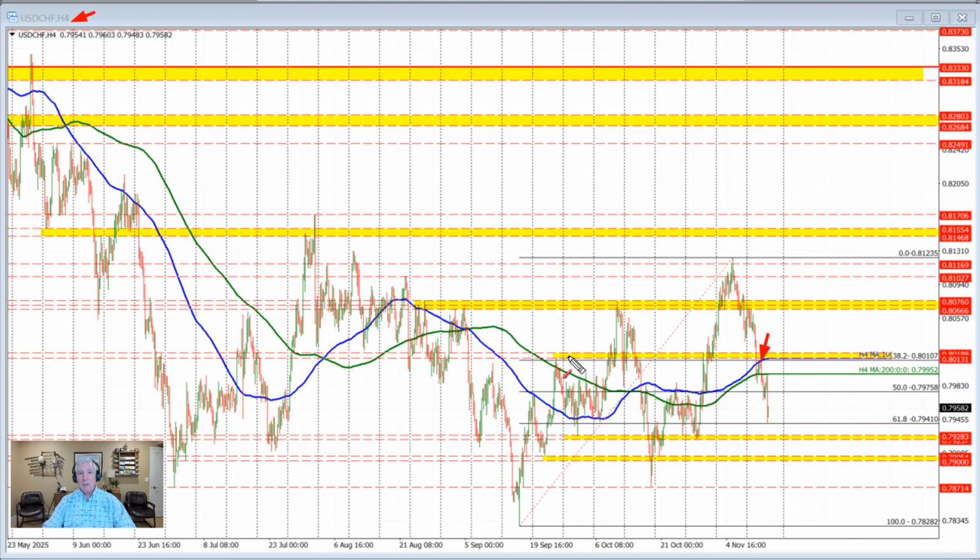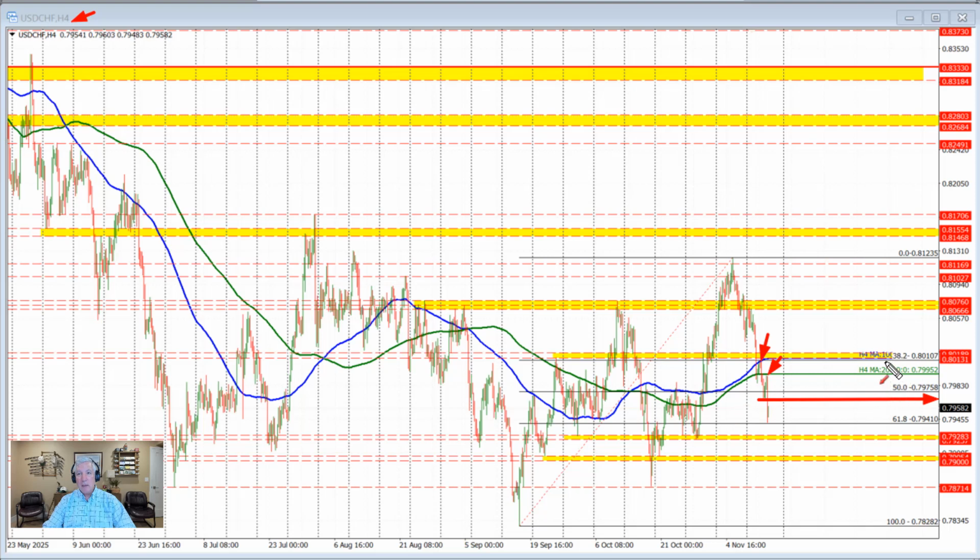Found willing sellers against that level. Also, that level was a swing area through here. So the sellers remained in control, and then we moved below the 200 bar moving average on its way to new lows below the 80 level, which was key. And then the rebound in the early session today saw the price move up to retest that 200 bar moving average on the 4-hour chart.